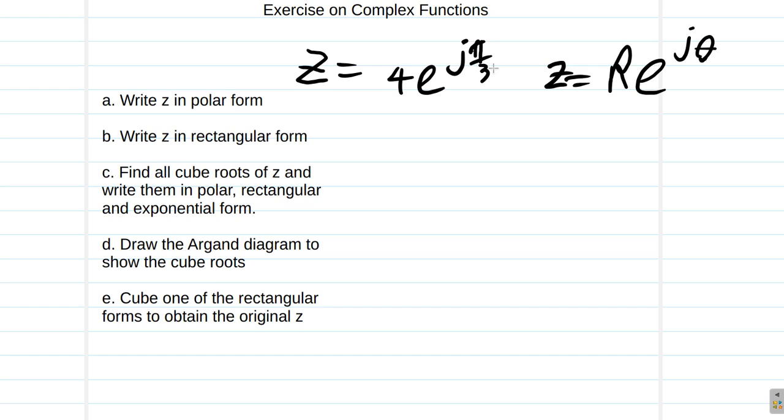Now, here, we want to write down the number in polar form. You know that the polar form, remember, it's part A that we're doing now. The polar form, right, is equal to r cos theta.